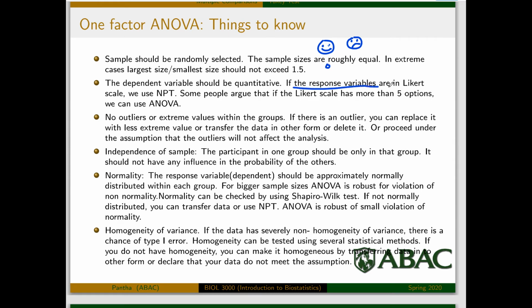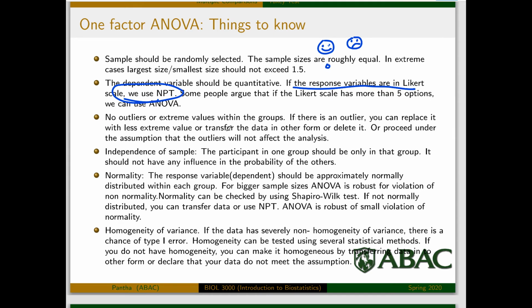If the response variable is on a Likert scale, we use a non-parametric test. Some people argue that if the Likert scale has more than 5 options, we can use Anova. No outliers or extreme values within the groups. If there is an outlier, you can replace it with a less extreme value, or transform the data into another form, or delete it, or proceed under the assumption that the outliers will not affect the analysis.